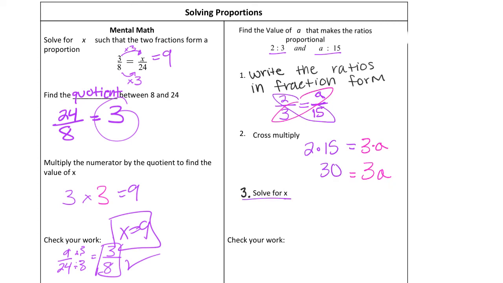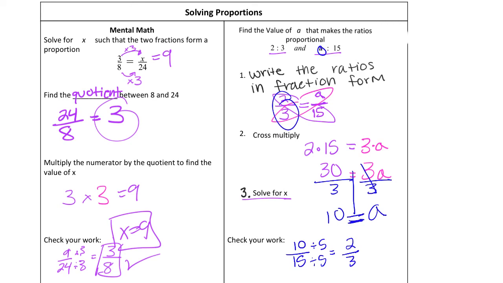Now I'm just going to solve for the variable, a in this case. Divide by 3, so I'm left with 1a equals 30 divided by 3 is 10. So that's what I think my answer is. I'm going to check my work. I'm going to take 10 over 15 because my a value was 10. That's what I found it to be, and my other value is 15. I can divide both of these by 5, which gives me 2 over 3, which was the same as that other fraction, so I know that I am correct.